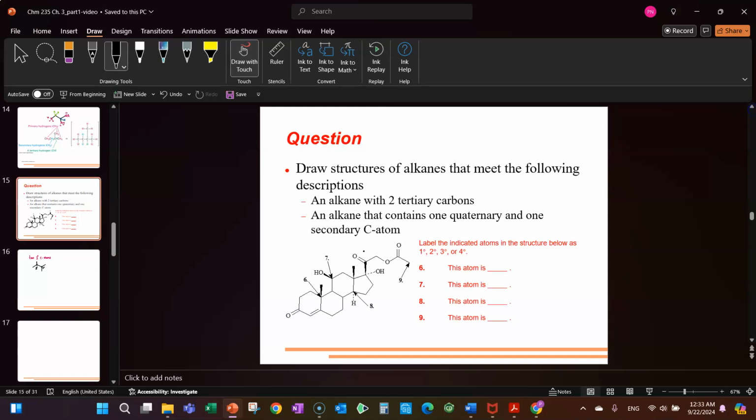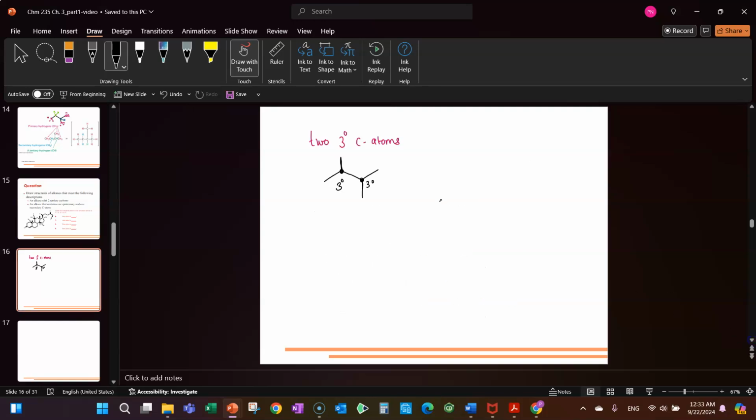Going back, it's asking you another question: an alkane that contains one quaternary and one secondary carbon atom. Quaternary means you have something that's attached to 4 carbon atoms. So maybe this one is a secondary carbon atom, which is attached to 2 others. This one is a quaternary carbon atom, which is attached to 4 carbon atoms. Okay, so that's the 2 examples.